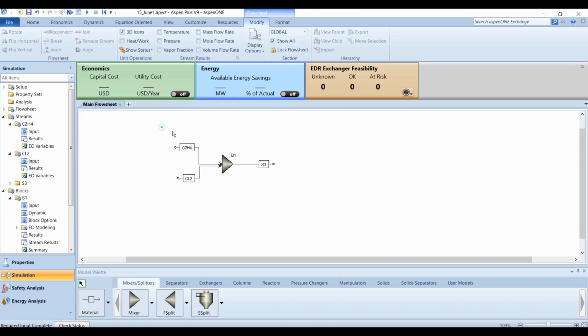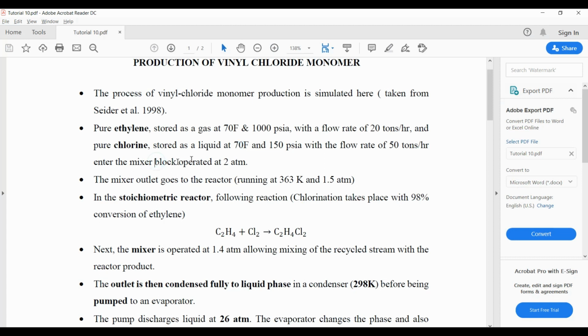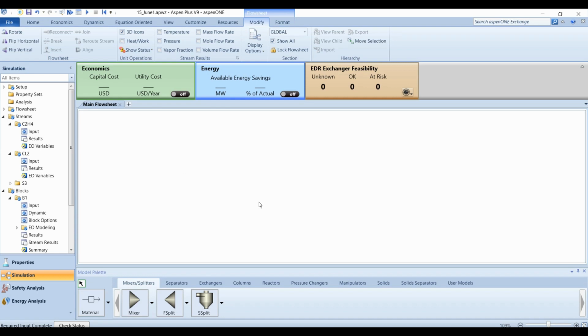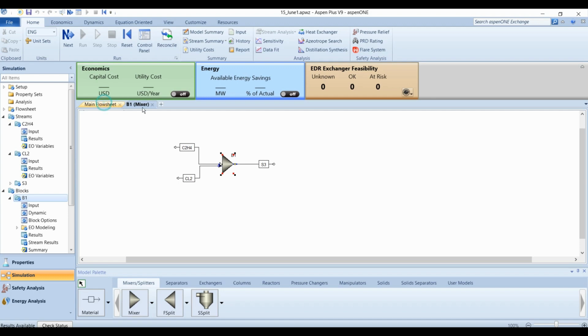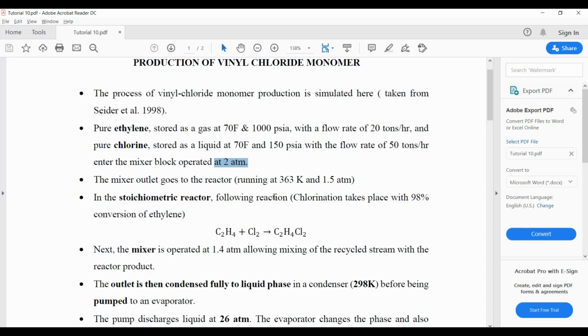Unlike the previous flow sheet, here the mixer block's outlet pressure is also given. So we are supposed to put that pressure here. So pressure is the outlet pressure. We are supposed to put a positive quantity here, 2 atmosphere. That is what we are given. And I will run. You can see on the left bottom corner that the results are available. We can again go to the flow sheet and we will go to the next step.